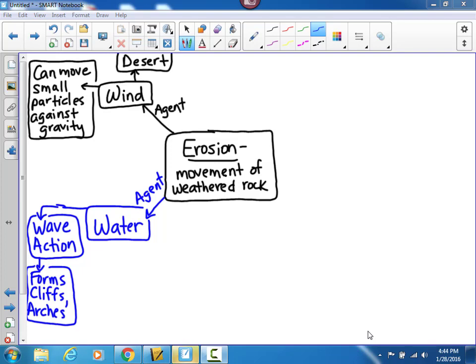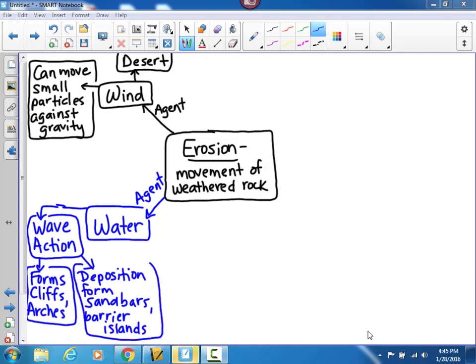The second way that wave action can cause erosion is kind of more the result of it, or the result of part of wave action, which would be deposition, the depositing of those particles, which would form things like sandbars and barrier islands. Barrier islands are those islands that are just offshore, and they're formed by waves depositing small particles over time.